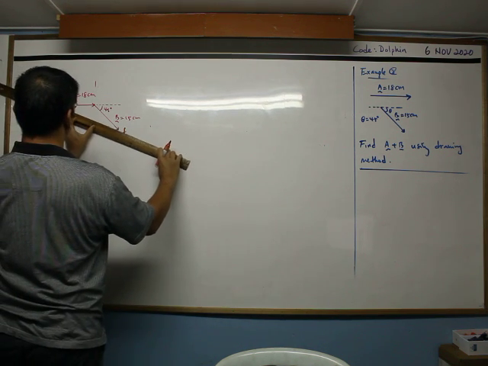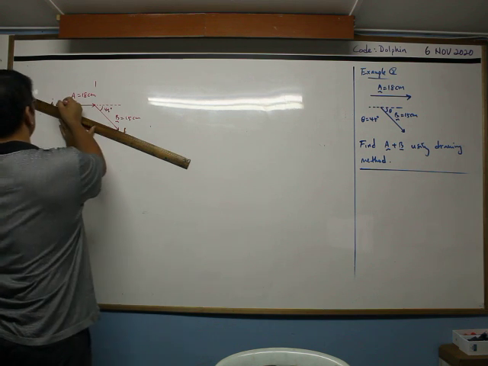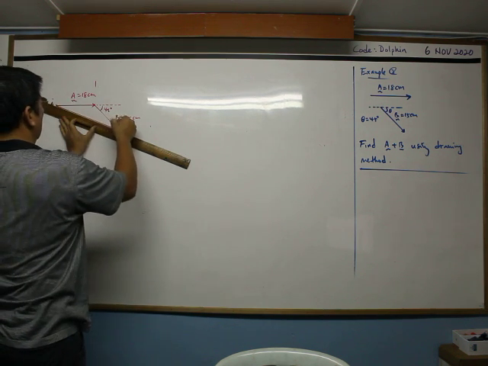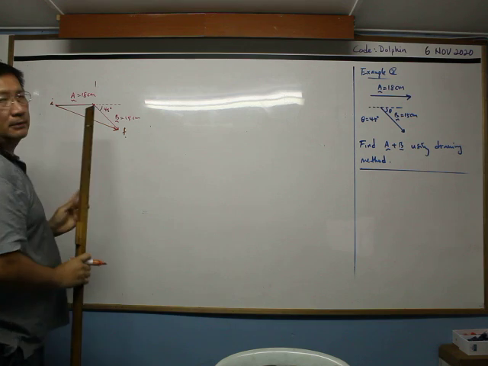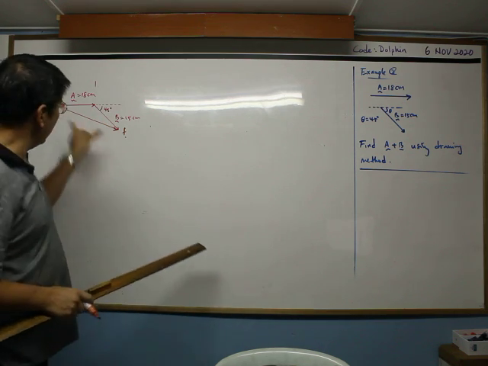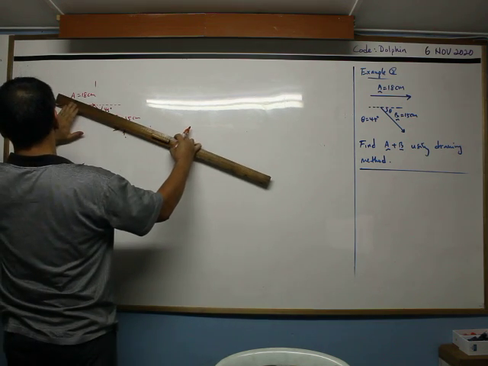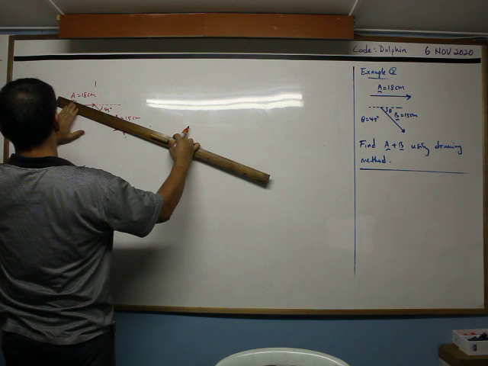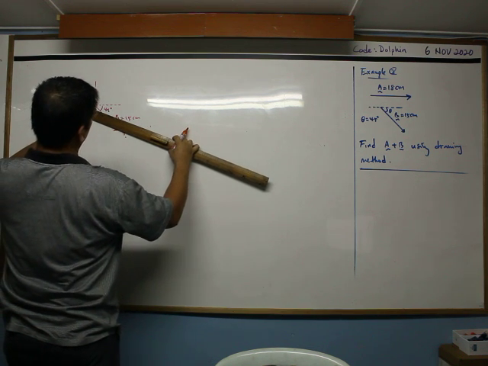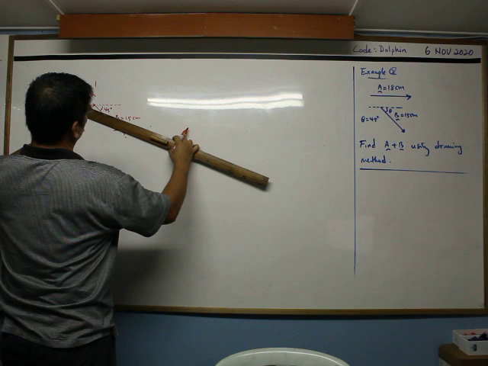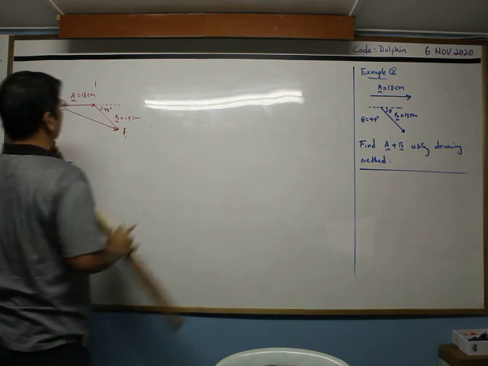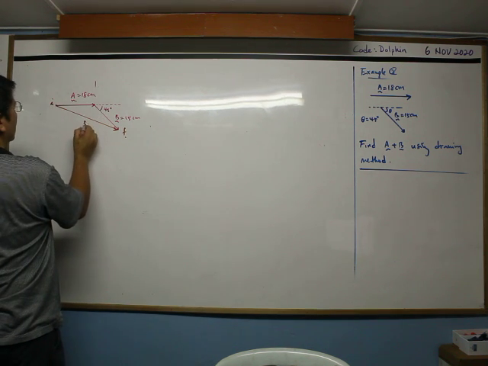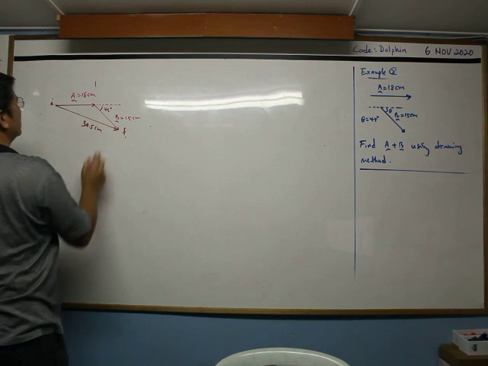So I draw this vector first, vector number 3. Okay, that is my vector number 3. So the next thing I need to do is to measure the length. Okay, so the length from here to here is 30.5. So the length is 30.5 centimeter.